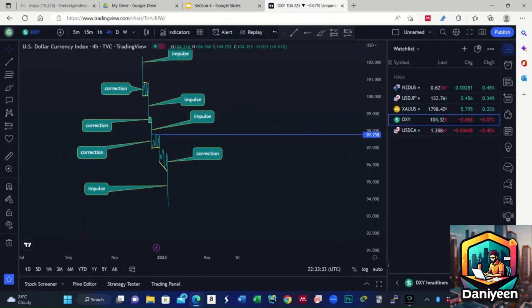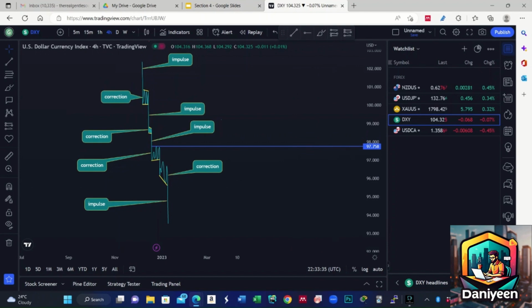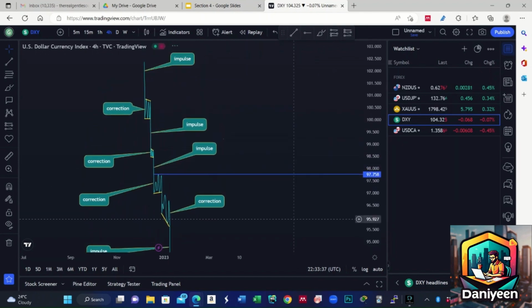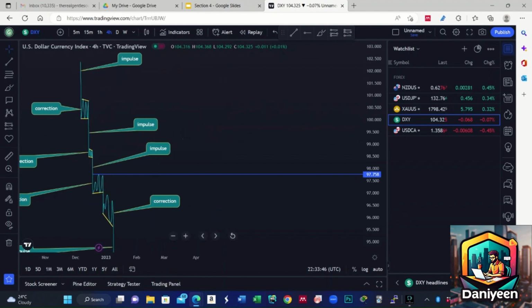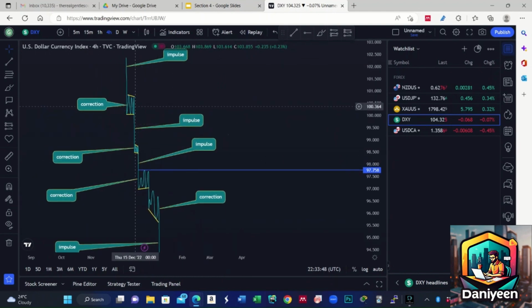So I have labeled it here, as you can see. This is a strong impulse, as I've labeled it, then a correction or consolidation, as you wish, then another impulse downwards, then another correction, then impulse downward again, then another correction, then an impulse, then a correction, then another impulse downward. So you can see them now, as I've already labeled them.